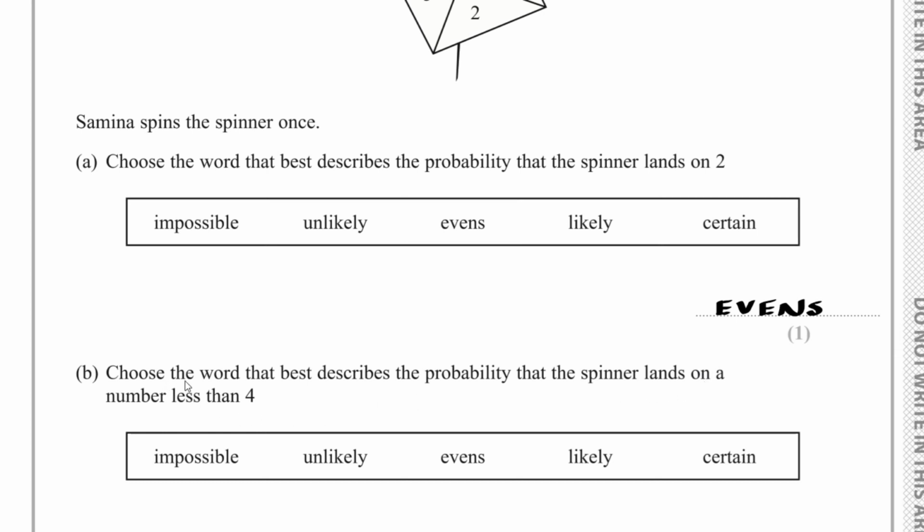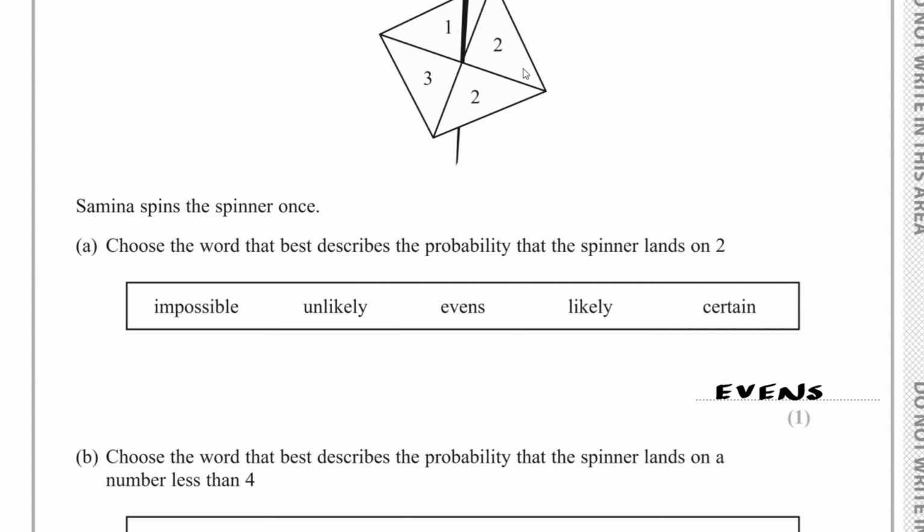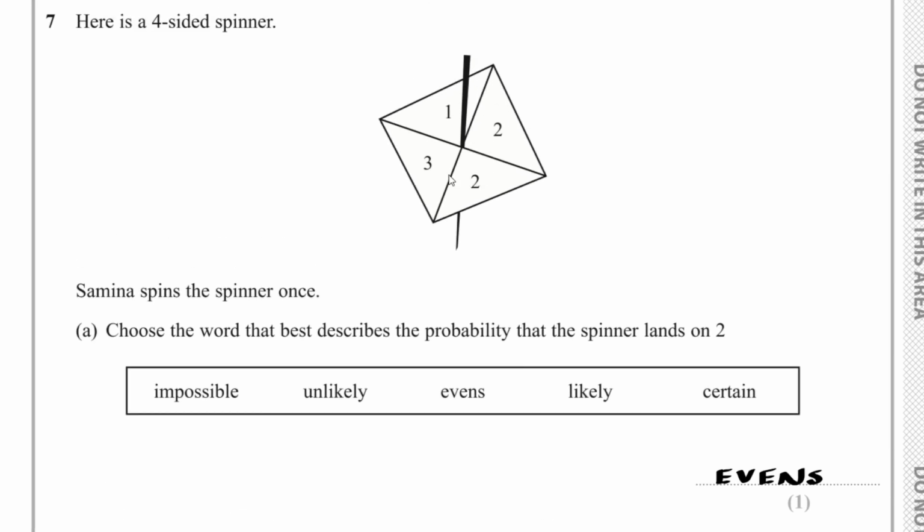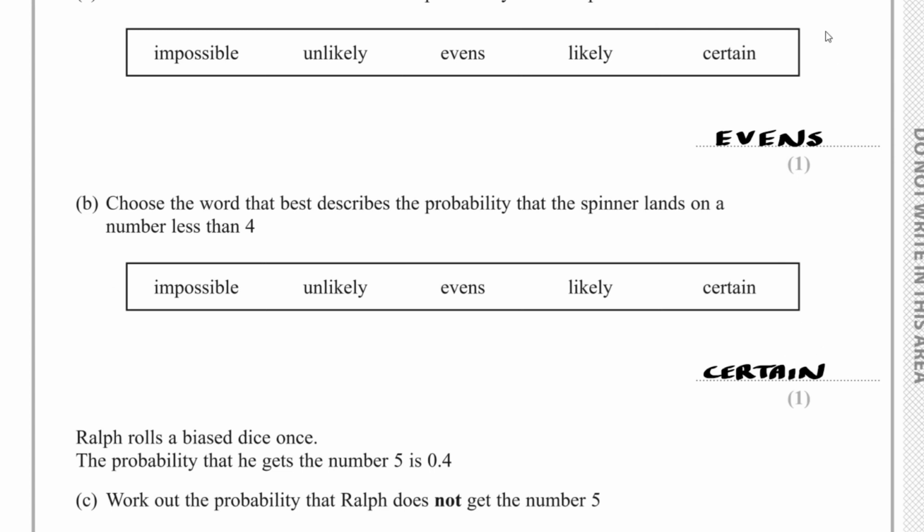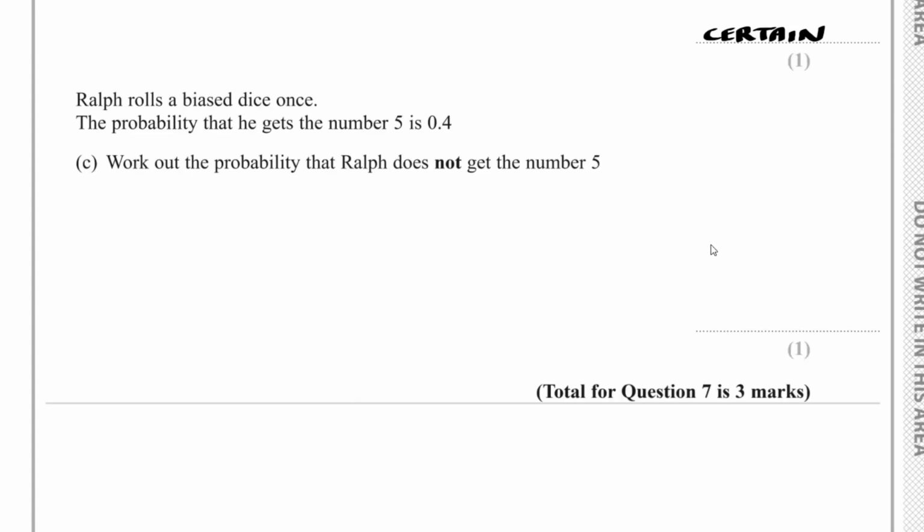Part B, choose the word that best describes the probability that the spinner lands on a number less than 4. Well, all of the numbers 1, 2, and 3 are less than 4, so this is certain. Ralph rolls a biased dice once. The probability that he gets the number 5 is 0.4. We have to work out the probability that Ralph does not get the number 5. So the probability that he does not get the number 5 is 1 subtract the probability that he gets the number 5. So we have 1 subtract 0.4, which is 0.6.